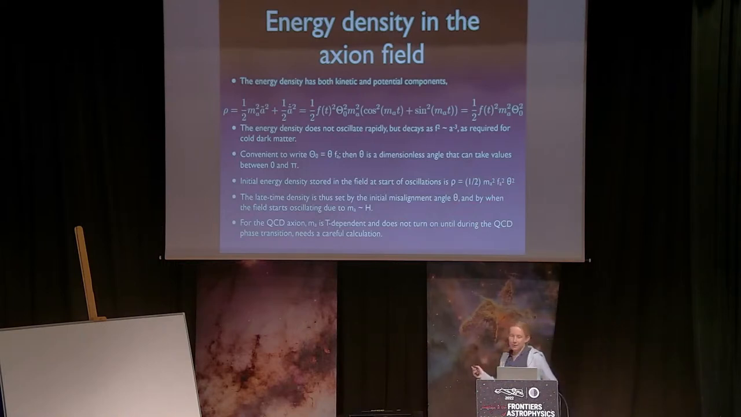Now for the QCD axion, you need to be a little bit careful about this because M_A, well, prior to the QCD phase transition, prior to the hadronization phase transition, there aren't any pions in the universe. They're not an appropriate degree of freedom. The pion mass is zero. So the axion mass, likewise, also switches on during the QCD phase transition. So there, the M_A is actually time-dependent. These oscillations begin at the time of the QCD phase transition, and you need to do this calculation a bit carefully.